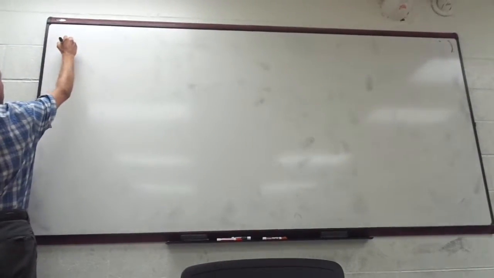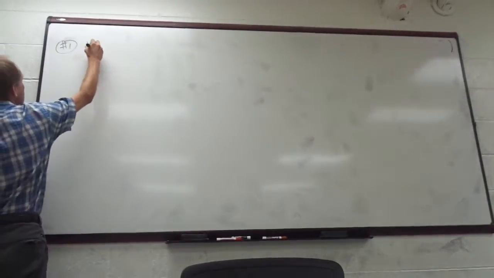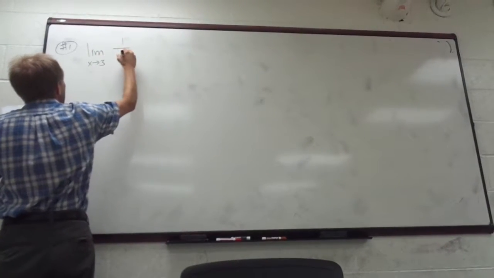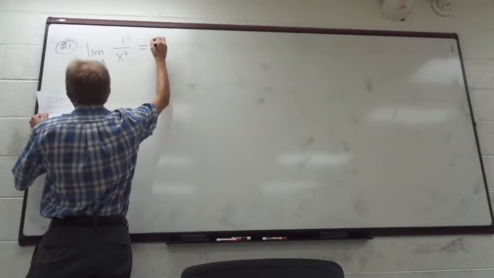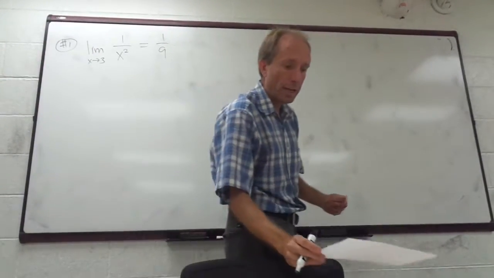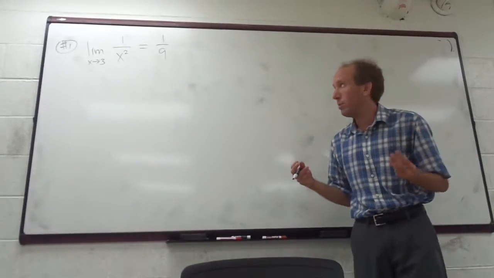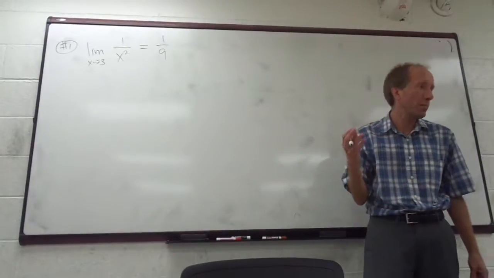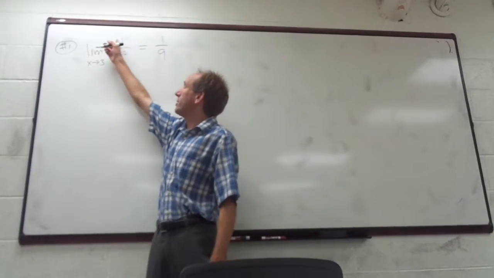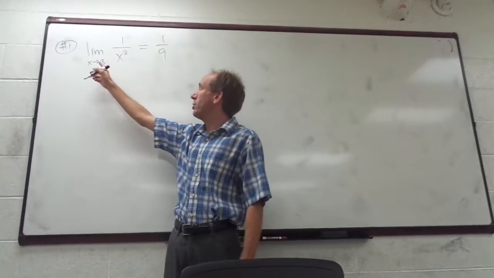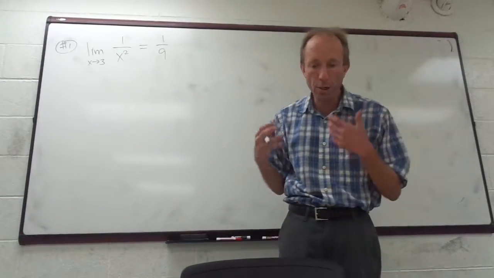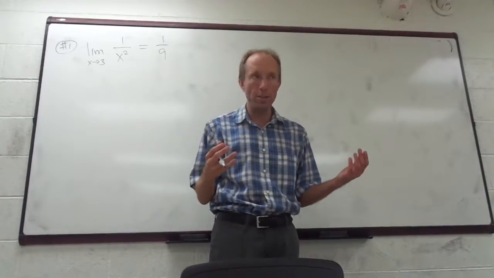Number 1 just asks us to prove that the limit as x approaches 3 of 1 over x squared is equal to 1 over 9. And they want us to do this directly from the definition, because of course you could use the limit theorems. The limit of the top is 1, the limit of the bottom is just 3 squared, and then you get 1/9. But they want us to actually use the epsilon delta definition.